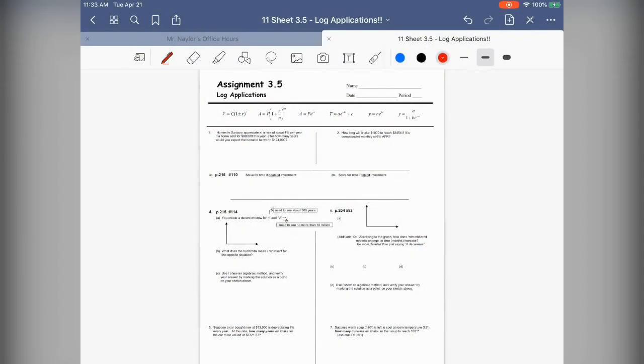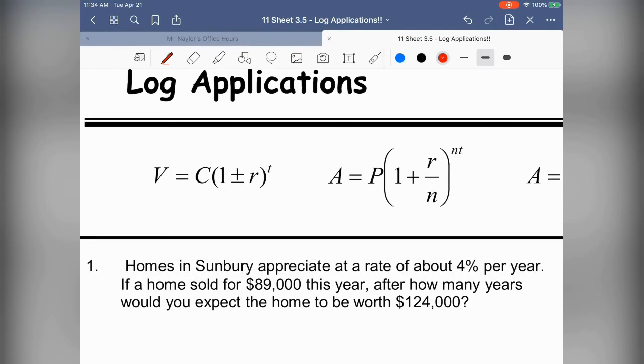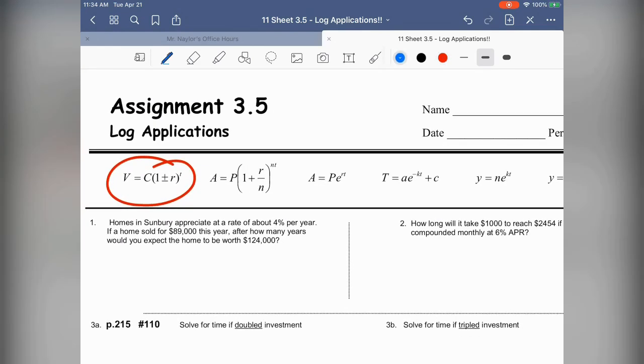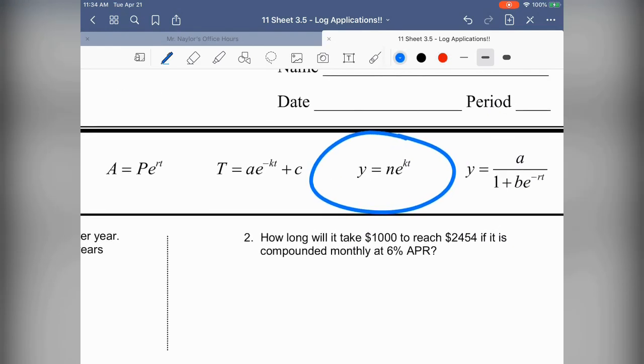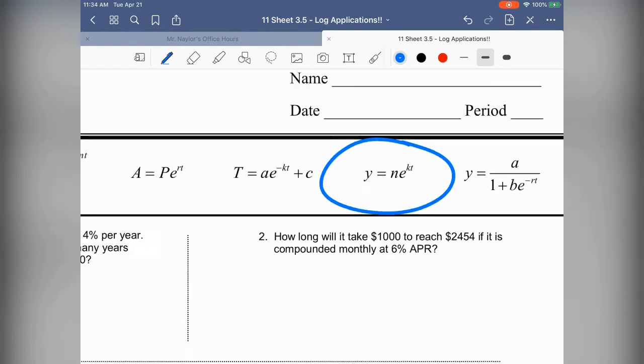I'd like to give you a little encouragement here with our last assignment. First off, the formulas, remember, this is our exponential model. It's used for percent change. But this guy is our continuous change model. And just like I used in the assignment, anything that's occurring in nature, changing in nature.